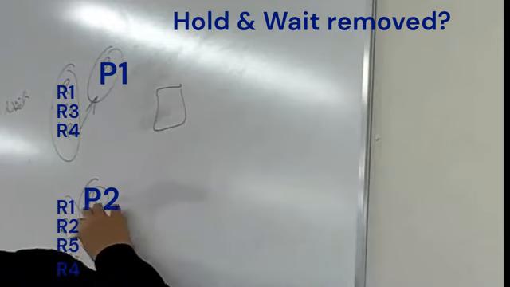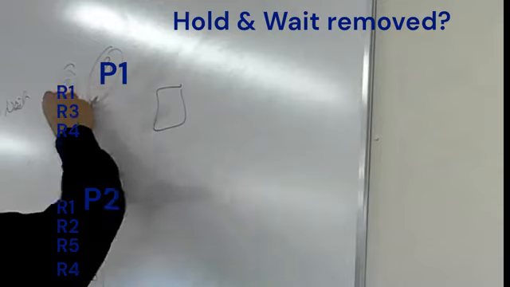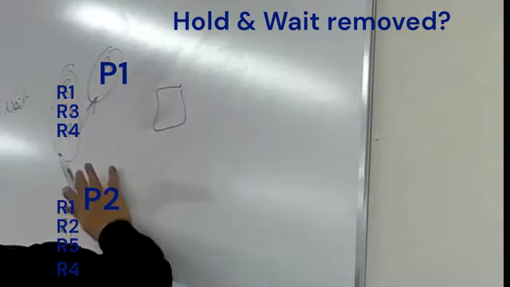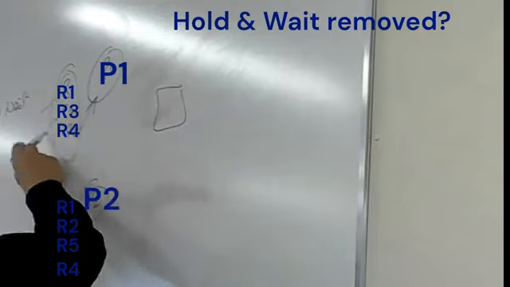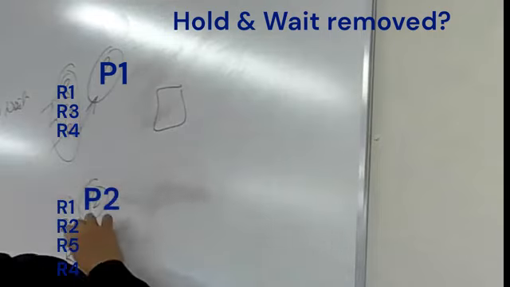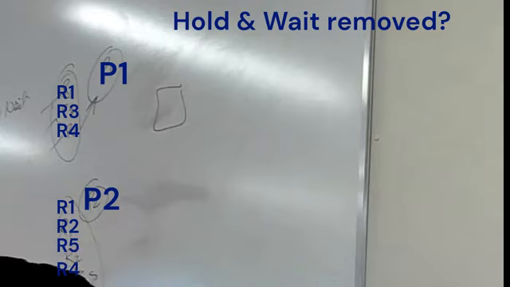This process comes in and says, I need those resources. Sorry, resource 1 is with this process. It's not available. You have to wait. So process 2 is waiting. When this one finishes, it will release all its resources. And if they all become available for process 2, we give everything to process 2.